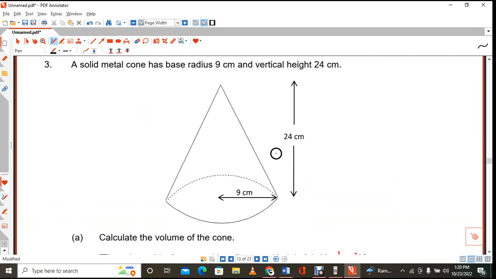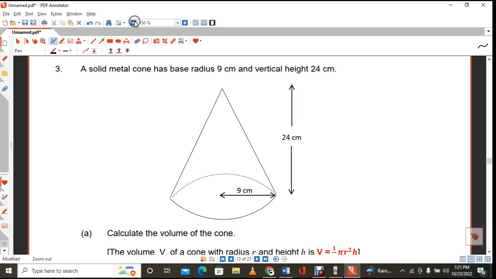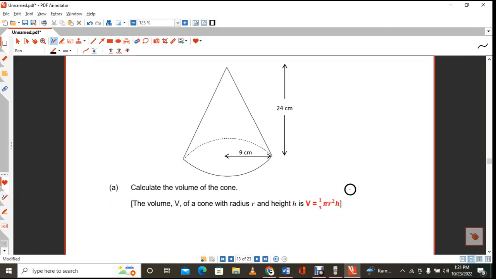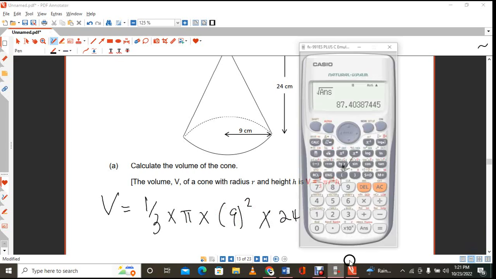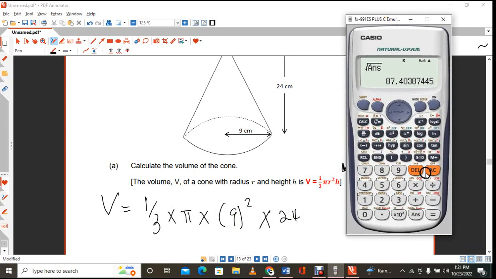Right, question 3. A solid metal cone has a base radius of 9 centimeters and a vertical height of 24 centimeters. Now you're supposed to calculate the volume. With grade 11, just make sure the formula is correctly given to you. This formula will be given to you in the exam: a third pi r squared times h. So the volume will be 1/3 times pi times the radius of 9 squared times the height of 24. So we just plug that into our calculator.